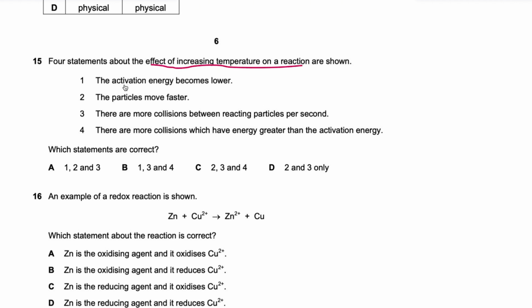Now, when you increase temperature, the activation energy becomes lower. Is that so? It is supposed to get higher, right? Now, the particles move faster. Yes, when you increase temperature, particles will move faster. There are more collisions between reactive particles per second. That's true. When you increase temperature, there will be more collisions between reactive particles per second.